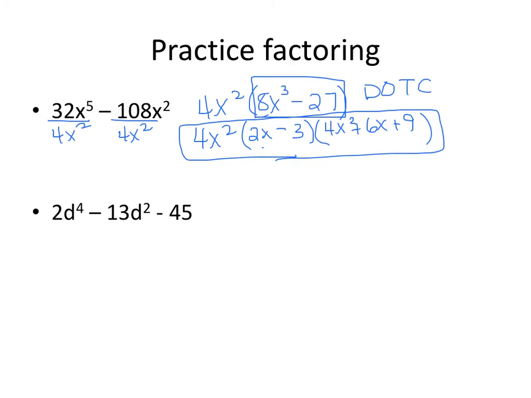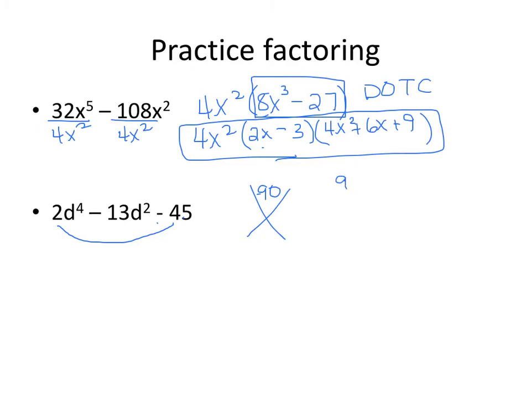Right. And then this next one, doesn't look like they have a GCF. So we get to slide and multiply. Gives us 90, negative 90. What two numbers multiply to make 90 and subtract to make 13?